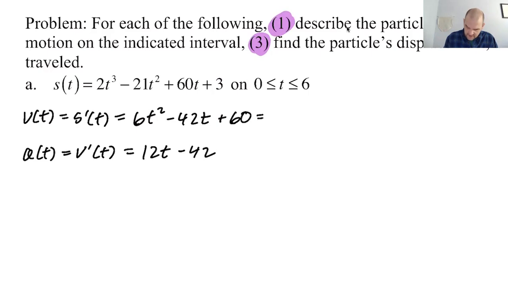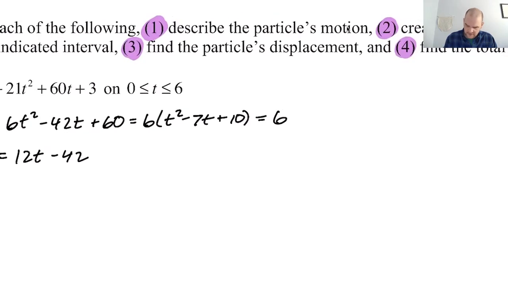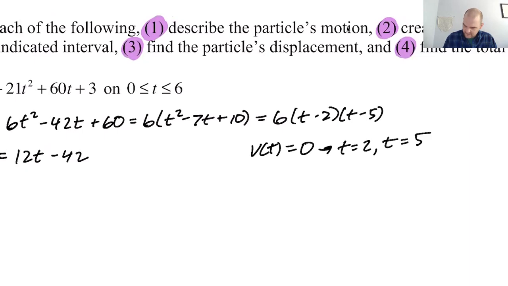Once you get that out of the way, we need to know when v of t equals 0. So I'm going to factor this: 6t squared minus 42t plus 60, which factors even more, thankfully, because otherwise nobody wants to be using the quadratic formula. t minus 2 and t minus 5. So if v of t equals 0, then I know that either t is 2 or t is 5.